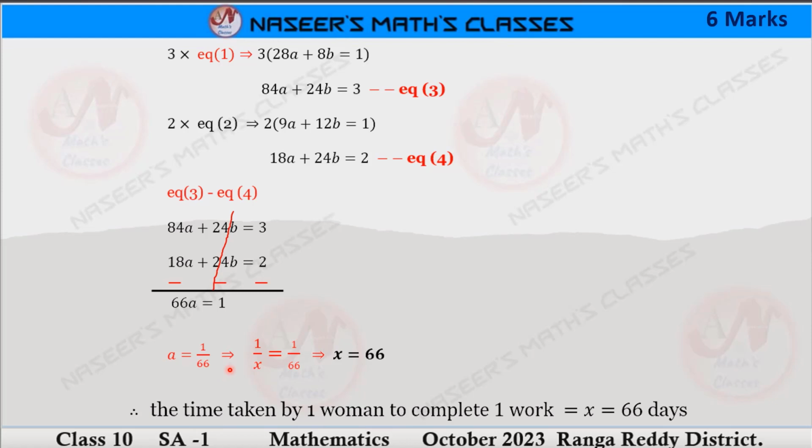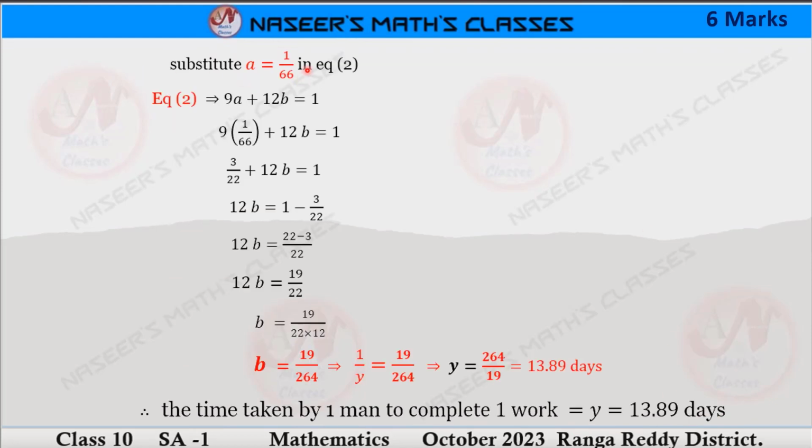We now replace a with 1 by x, then we can write 1 by x is equal to 1 by 66. Therefore we get x is equal to 66. Therefore the time taken by one woman to complete one work is equal to 66 days. Now substitute a is equal to 1 by 66 in equation 2.